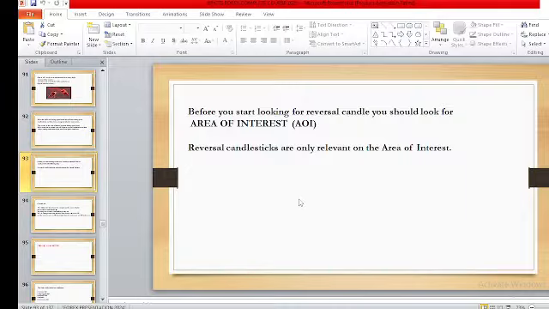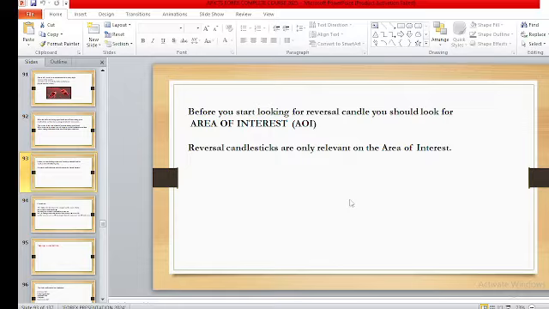And what are the areas of interest? Your areas of interest are your trend line bounds. Your trend line breakout points. Your trend line breakout and retest. Your Fibonacci retracement zones or levels. Your support and resistance. Your demand and supply zones. That's your area of interest.